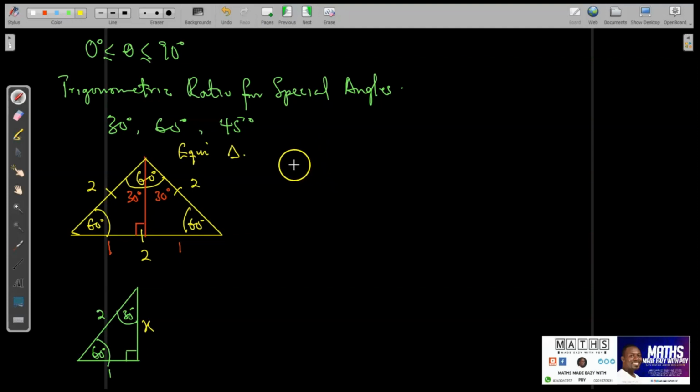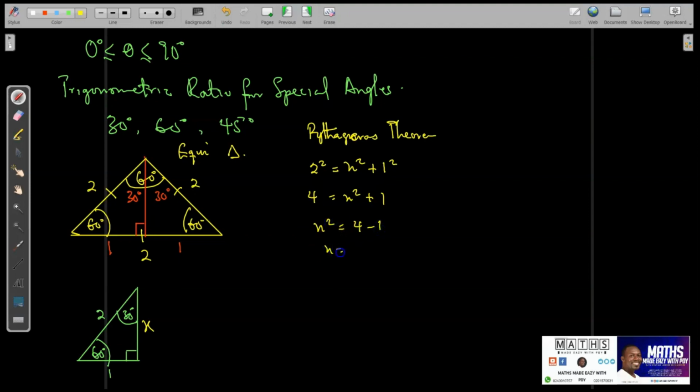All right, so going further, using the idea of Pythagoras theorem, we are going to say that 2 squared must be equal to x squared plus 1 squared. And hence 4 is equal to x squared plus 1. x squared is equal to 4 minus 1. x is equal to square root of 3. Does it make sense? Yes. So my x value is root of 3 units.